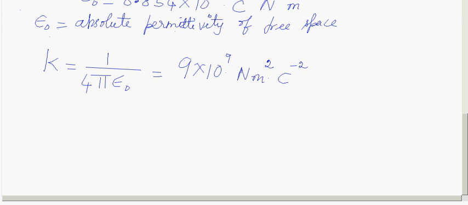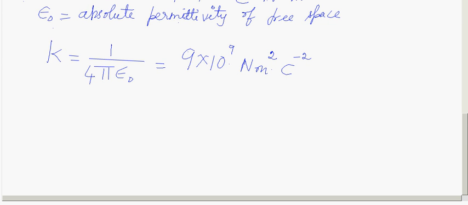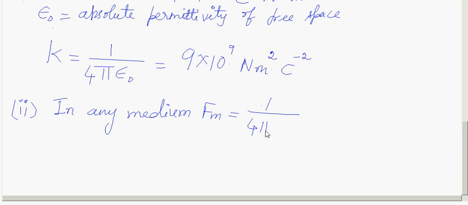Now, if the charges are placed in some other medium other than air and vacuum, what will happen to the force equation? In any medium, you can write force as one by 4 pi epsilon naught into epsilon r into q1 q2 divided by r square. We have another extra term here called epsilon r. So this epsilon r is the relative permittivity or dielectric constant of the medium.